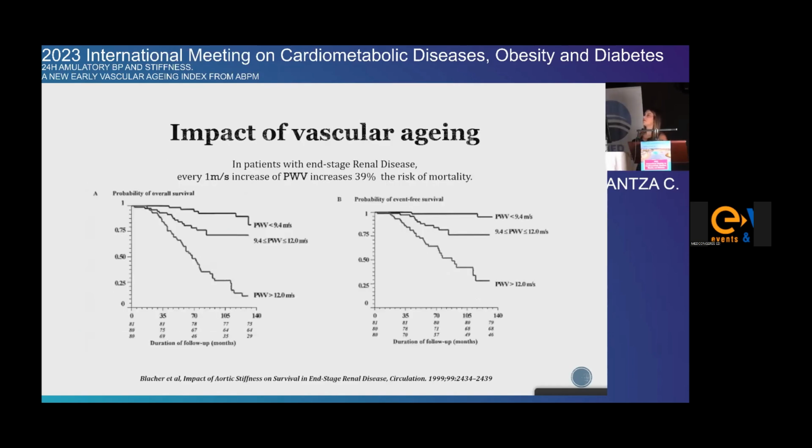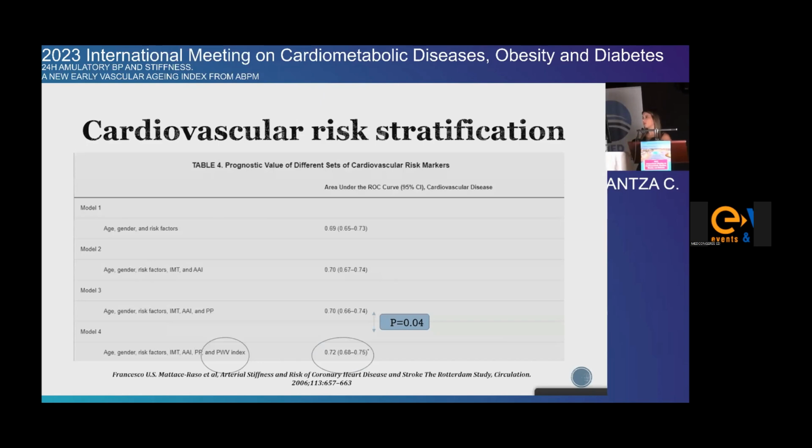So why is vascular aging important? Of course, it is important because it has to do also with cardiovascular morbidity and mortality. As you can see here, every 1 meter per second increase of pulse wave velocity means almost 40% increase of cardiovascular mortality in patients with end-stage renal disease. And this is something very important, of course.